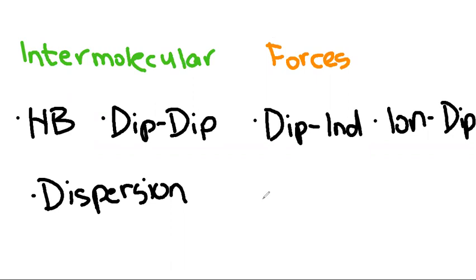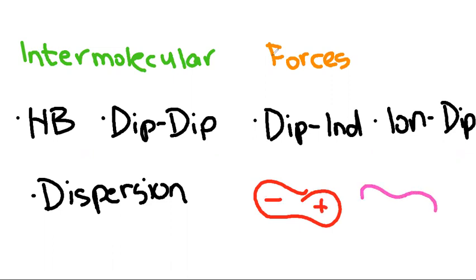Dipole-dipole is essentially when you have attraction between the positive and negative sides of two molecules or more molecules. So let's draw molecule one, and we'll do like a negative, and then a positive. And then we'll draw molecule two, right? And this is just for the sake of simplicity. Obviously, this is not an extremely accurate drawing.